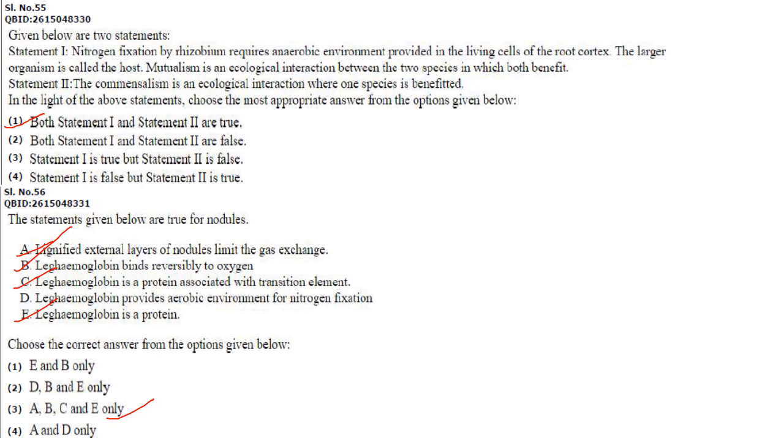That is why you provide an anaerobic environment for nodule fixation. Leghemoglobin is a protein associated with transition elements. Yes. Leghemoglobin provides an aerobic environment? No, leghemoglobin provides an anaerobic environment. Leghemoglobin is a protein. Yes. So A, B, C and E are correct. So the answer is option 3.